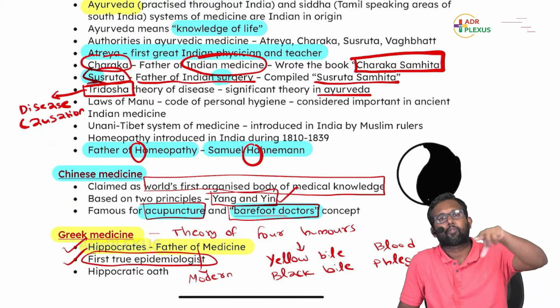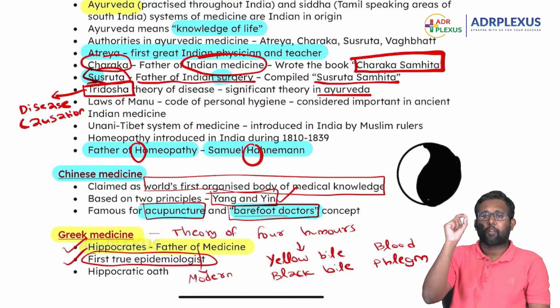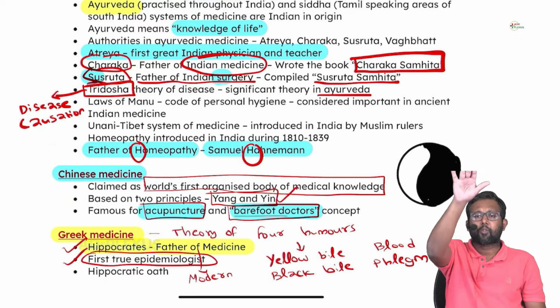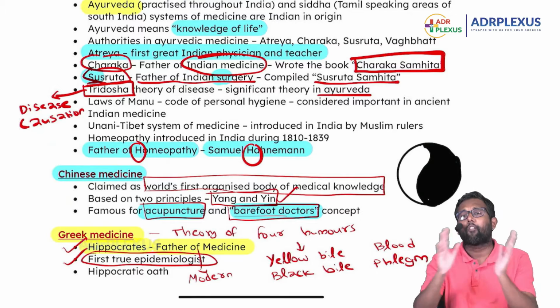So this Hippocratic oath was given by Hippocrates. This you should remember. So Greek medicine: theory of 4 humours.